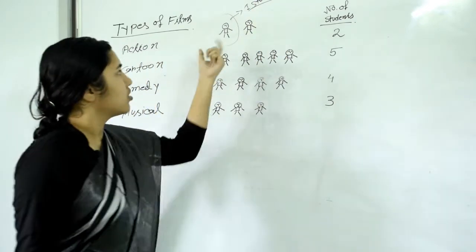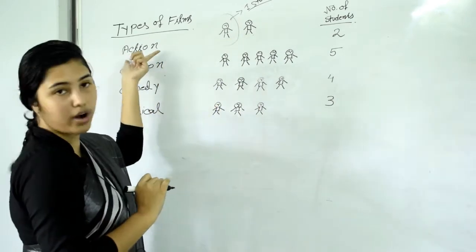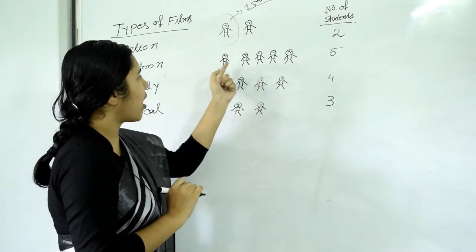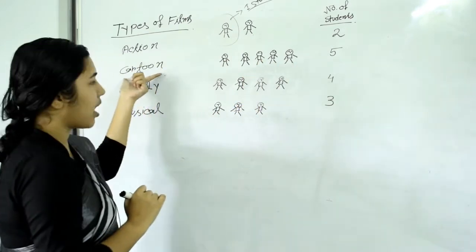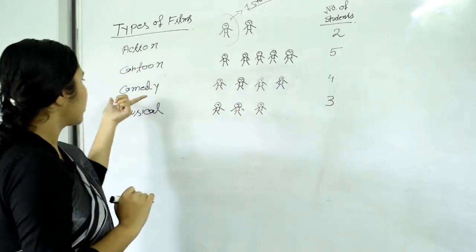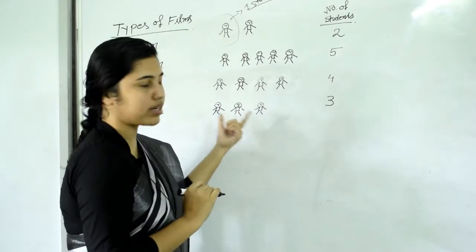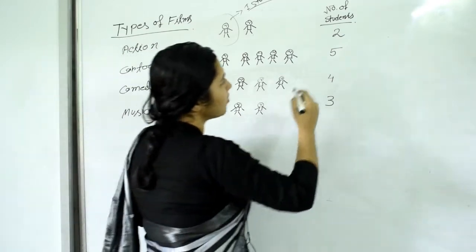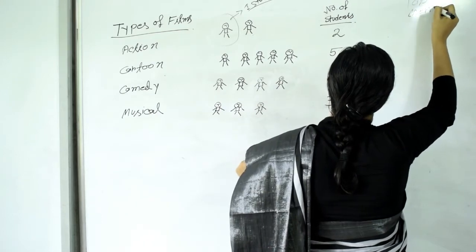Okay. So here, 2 students for action films, 5 students for cartoon, 4 students like comedy films, and 3 students like musical. Okay. Now look at here, tally marks.